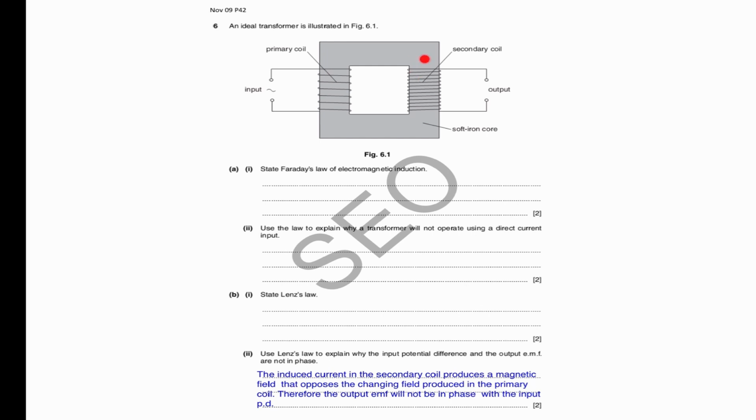Because the flux here will not be identical to the flux here, in fact this would oppose the flux change here, therefore the current and the EMF that causes this flux obviously will not be in phase with the current in the primary coil. So that's the understanding. But how you write it down, you would say this: the induced current in the secondary coil produces a magnetic field that opposes the changing field produced in the primary coil. Therefore the output EMF will not be in phase with the input PD.